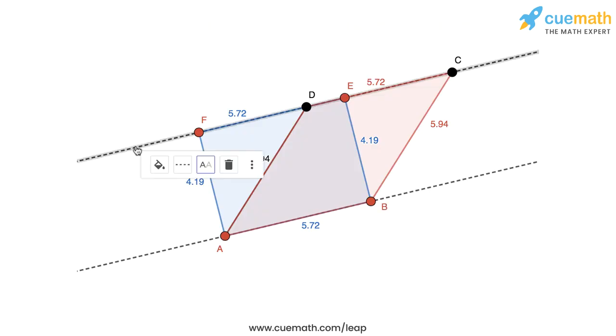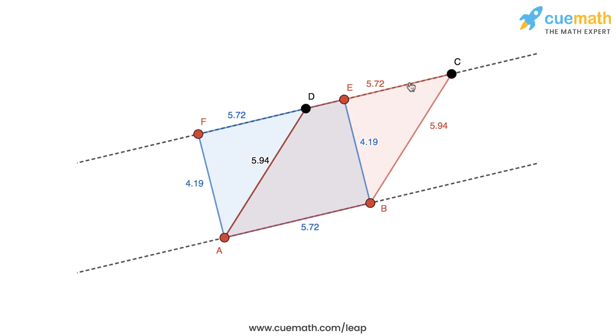We have these two dotted lines which are the two parallels. We have this parallelogram ABCD which is on the base AB, and we have the rectangle ABEF which is also on the base AB. Now you can see that between the parallelogram and the rectangle, two pairs of sides have equal lengths. So AB is common in both, and CD in ABCD and EF in ABEF have the same lengths. We can see that the two lengths are 5.72.